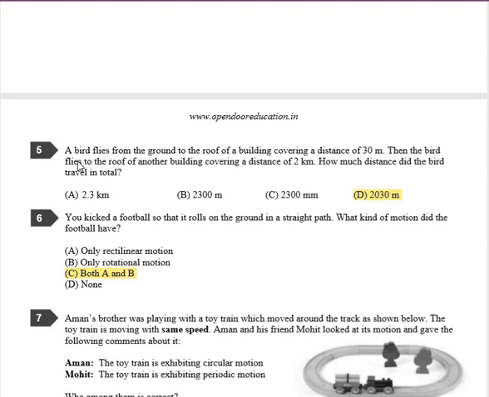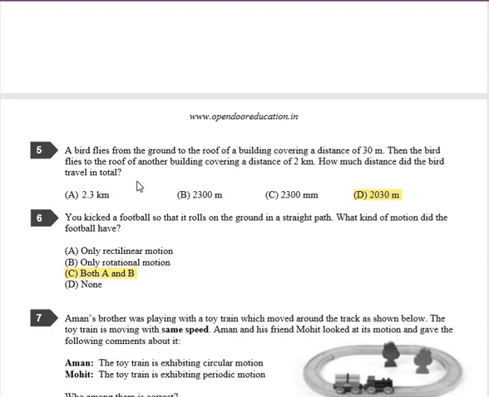Now coming to the fifth question. Here a bird flies from the ground to the roof of a building covering a distance of 30 meter. When it flies from the ground to the roof, it covers 30 meter. Then the bird flies to the roof of another building covering a distance of 2 kilometer. So how much distance did the bird travel in total?